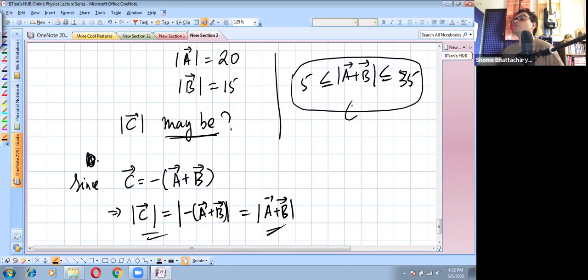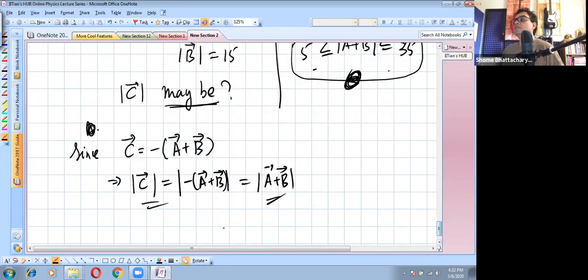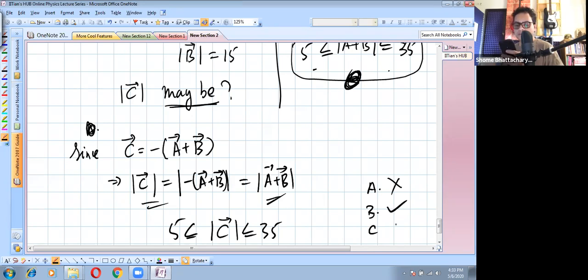And now I have this restriction on the mod of A plus B. It cannot be less than 5, it cannot be greater than 35. So therefore you can see that C, the magnitude, has the same inequality. It cannot be less than 5, it cannot be greater than 35. So now you see option A is not possible because it's 4. Then option B is 16, so that's possible. Then option C is 40, so that's not possible. Option D is 50, so that's not possible. So that's how you attempt any of these questions.